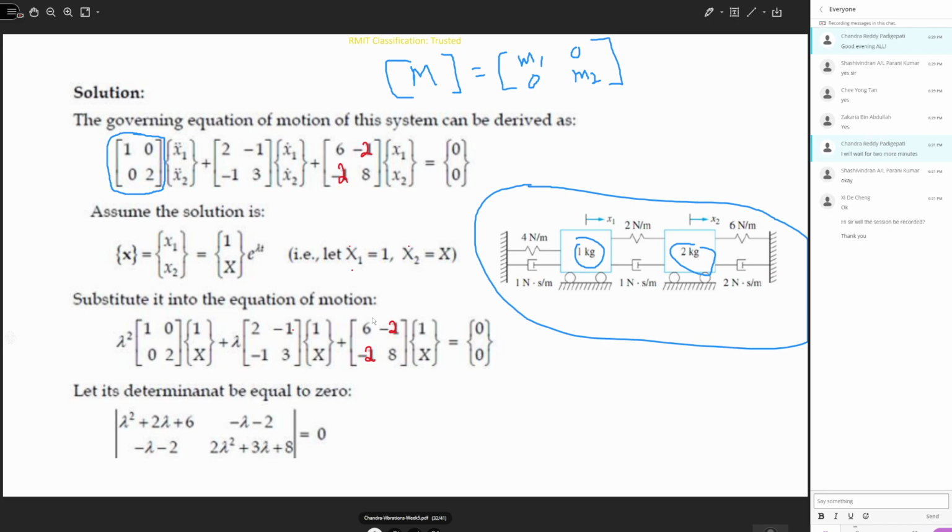Then the damping matrix. The first element will be C1 plus C2. The second element is minus C2. Then you have minus C2, then C2 plus C3.